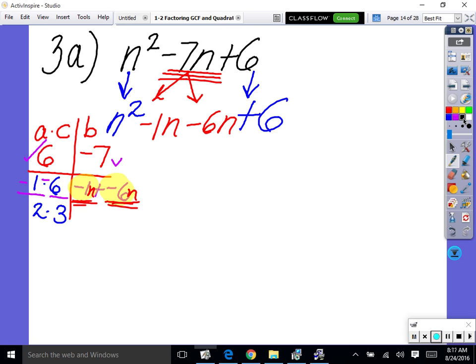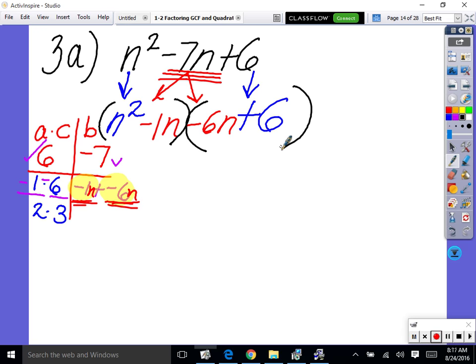So now we're going to group. The next step is we have 1, 2, 3, 4 terms. We're going to group the first 2 terms. We're going to group the last 2 terms, including that sign right there. Does everybody hear me? Including that sign.